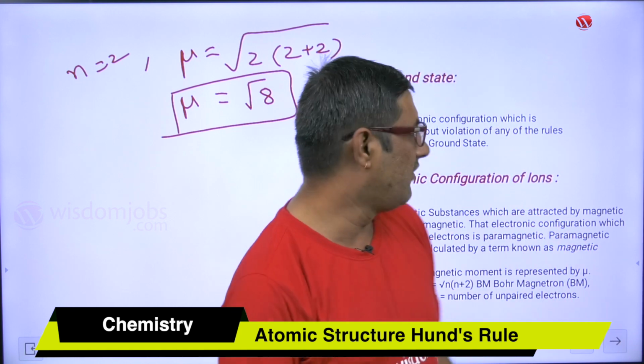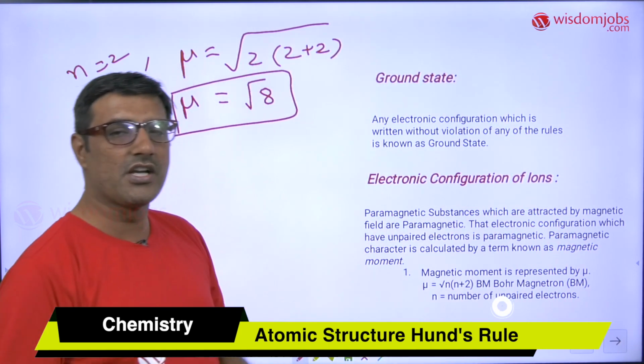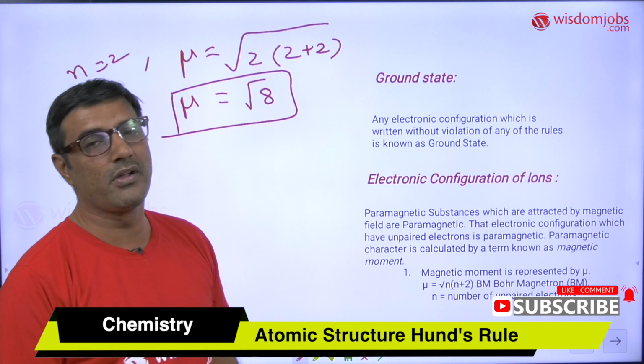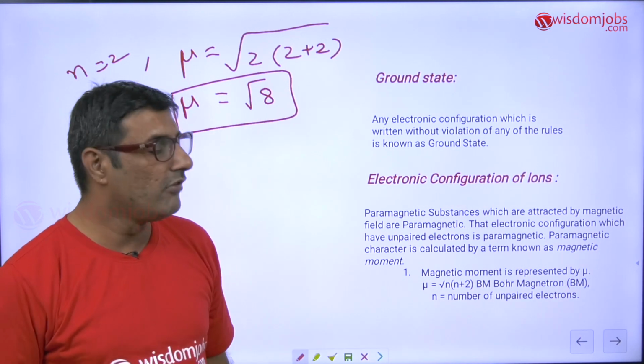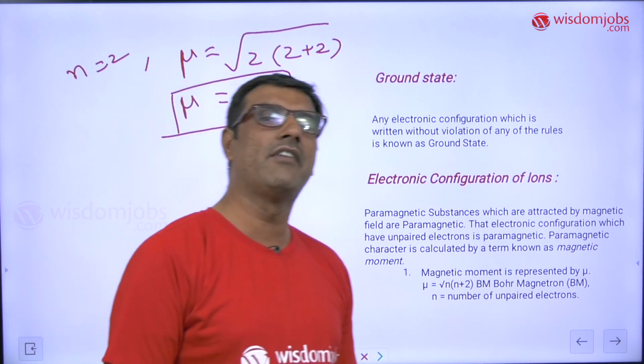Now with this we have sufficiently covered the topic of electronic configurations and the different rules that are to be followed while writing the electronic configuration of a given element.